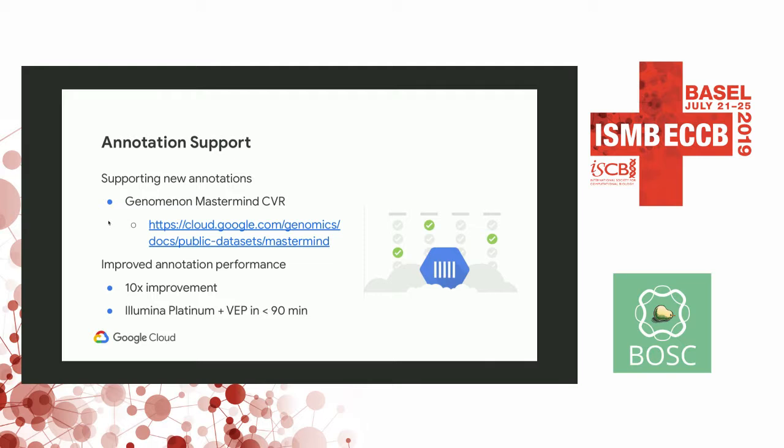And then improving the support for annotating existing data sets. If you've got an already existing data set, we've improved that performance about 10 times within the past year. So doing a VEP annotation on the Illumina Platinum Genomes now runs in just over an hour.